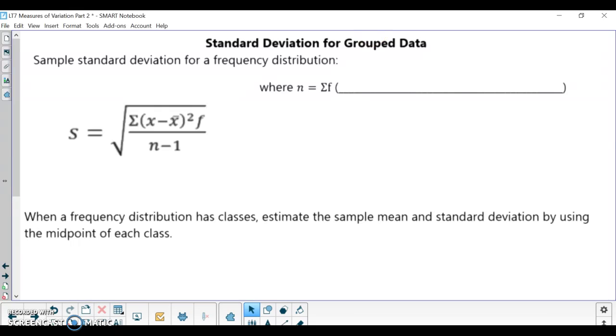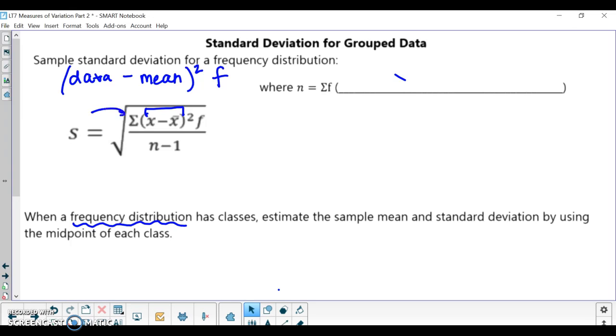So when we have group data, that's when we're given our frequency distributions. We have a formula. It'll be on your formula sheet. Breaking it apart kind of from the inside out, we have the data value, or the midpoint, subtract from the mean. This is just an estimate for our standard deviation. You have to square it and then multiply each one by its class's frequency.